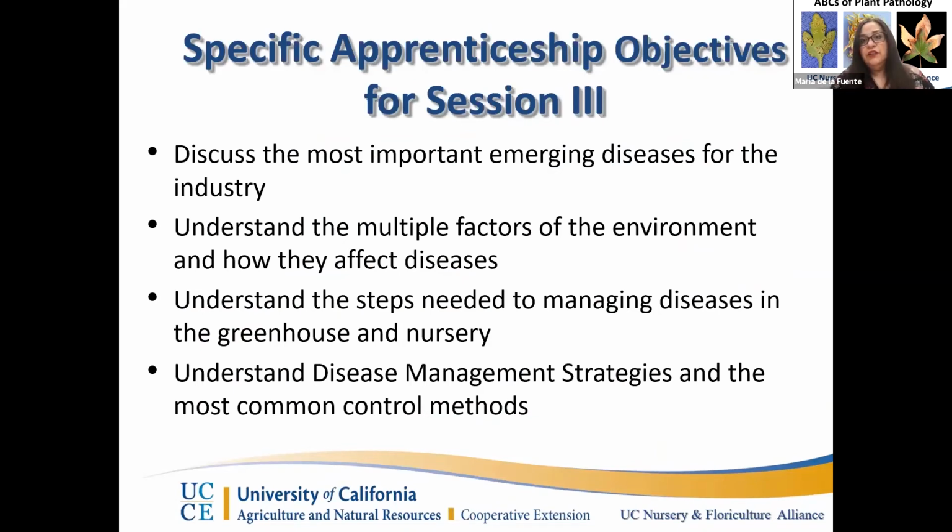Some of them are not emerging, they're already here. And did we understand the multiple factors of the environment that affect diseases? One of the most important, water and relative humidity, as well as surface water. And understand the steps that you need in managing the diseases for the greenhouse and or nursery, and some of the management strategies and the most common control methods. I hope we did it.